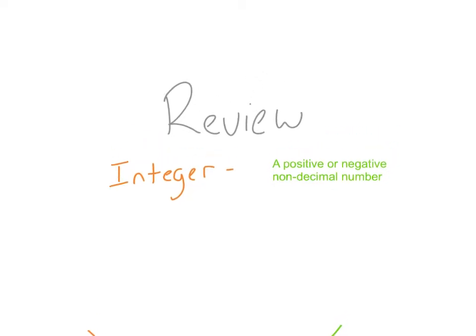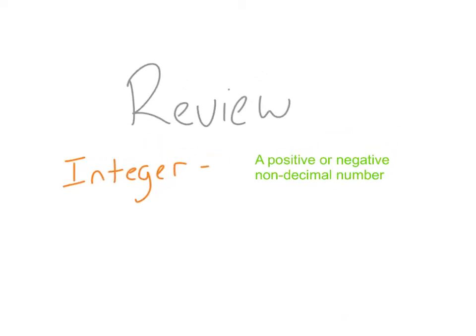Alright, so real quick, let's just review. What's an integer? An integer is a positive or negative non-decimal number. That's really important. So 7 is an integer. -5 is an integer. But even something like 12/6 is an integer. Why? Because we know 12/6 simplifies to 2. So just integers, positive or negative non-decimals.